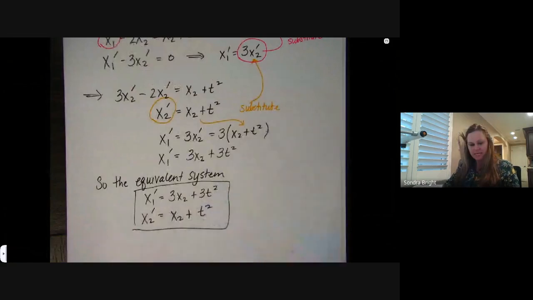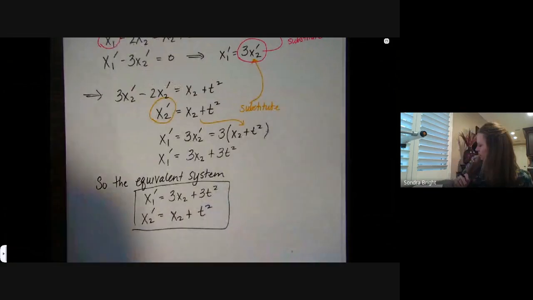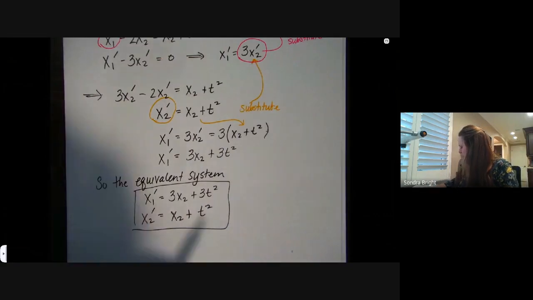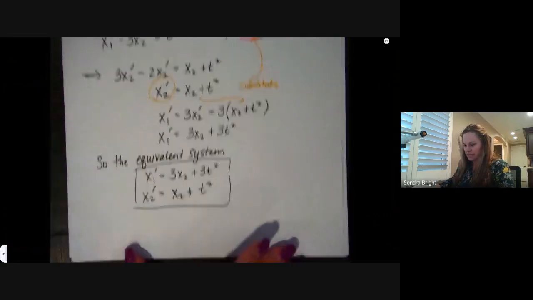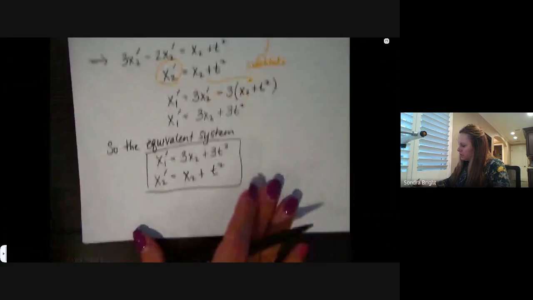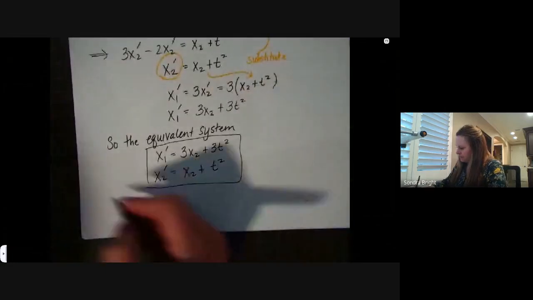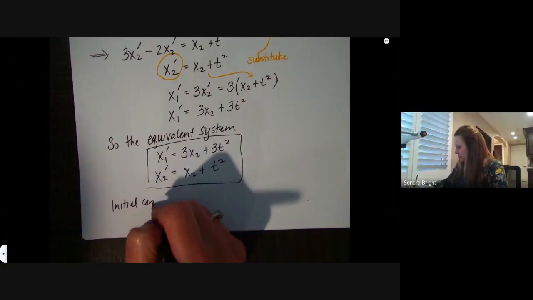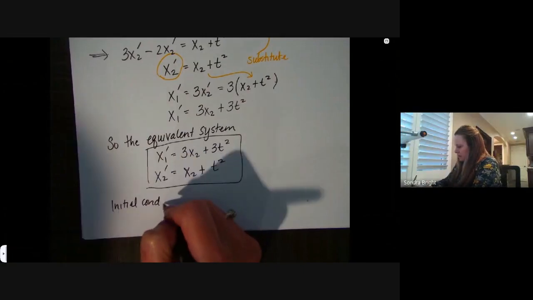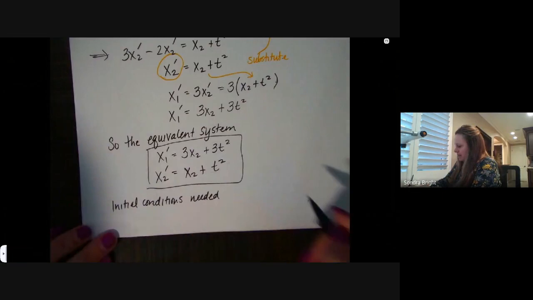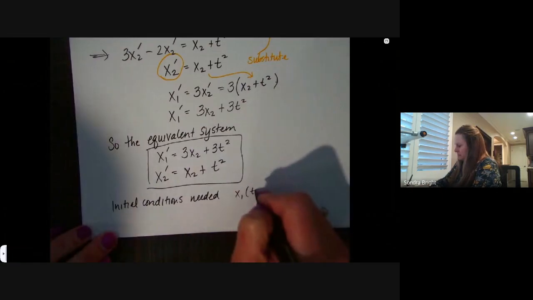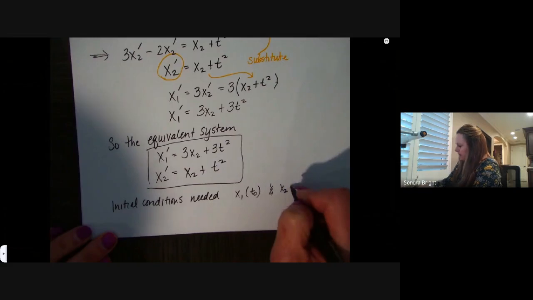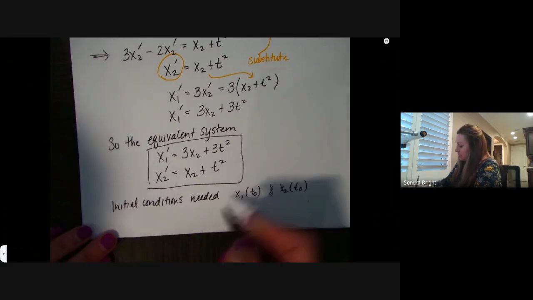It also says to indicate what must be given for an appropriate set of initial conditions. The initial conditions needed would just be x1 of t naught and x2 of t naught, needed to be able to find a particular solution.